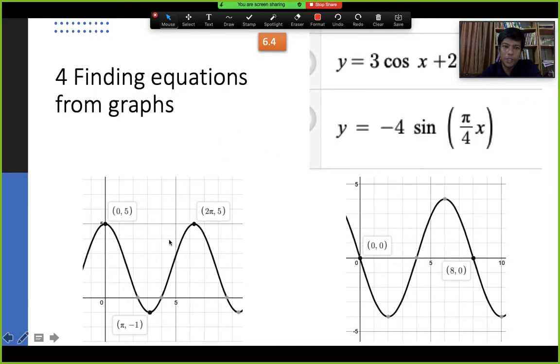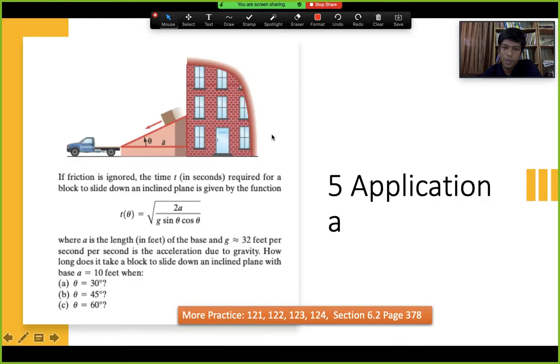Then finding the equation from the graph, that means a graph is given, you will have to find out the equation. So this is also possible from 6.4. This kind of question also possible. Application math, this is an application math for different angles. We will have to find out the time taken in this case. Okay, and we can extend it from different angle also. This kind of similar math we have more in these sections.